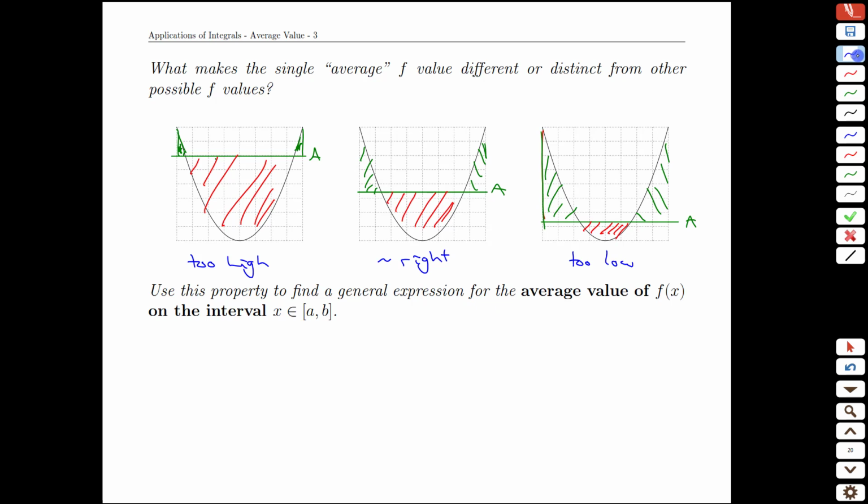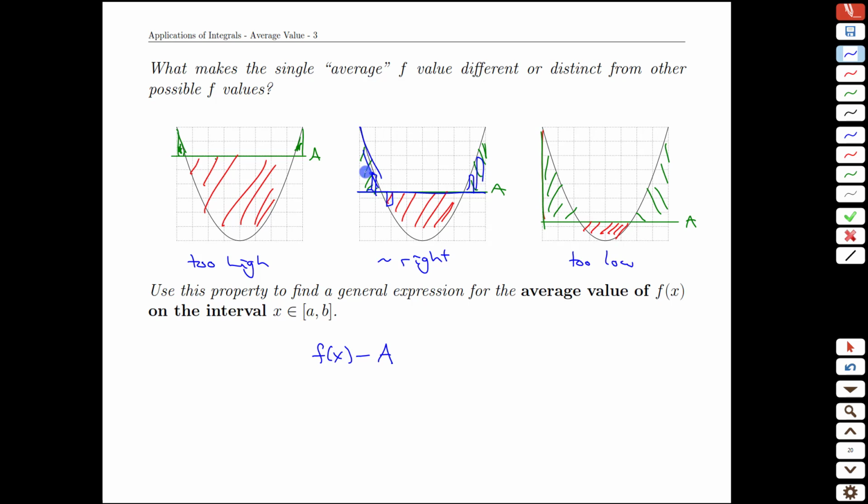Well, what does that give us in terms of an insight for a formula? What is the difference in those areas? Well, one way to look at it is each of these little rectangles that we draw building our integral would involve the difference of f of x minus the value a, minus our average value a.